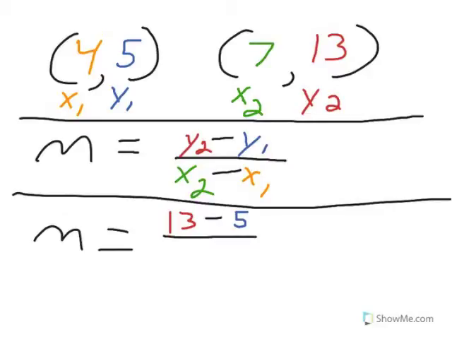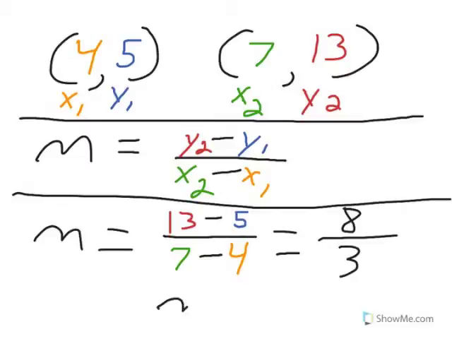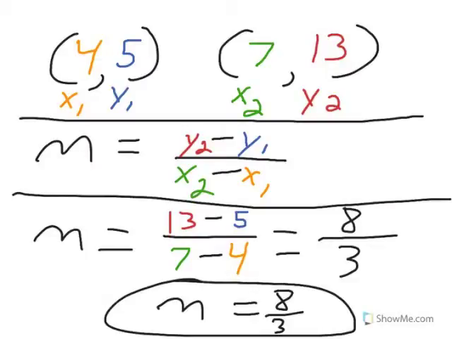And now we need to look for x2. It's going to be 7 minus x1, which is 4. Oops. Gotta have the right color. 4. And now it's just simple. 13 minus 5 is 8. And 7 minus 4 is 3. And our slope is 8 over 3. Now remember with slope, we can leave it like that as an improper fraction. That's what we want to do. Let's do a harder one.